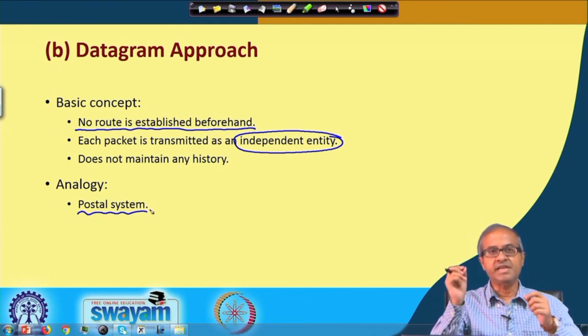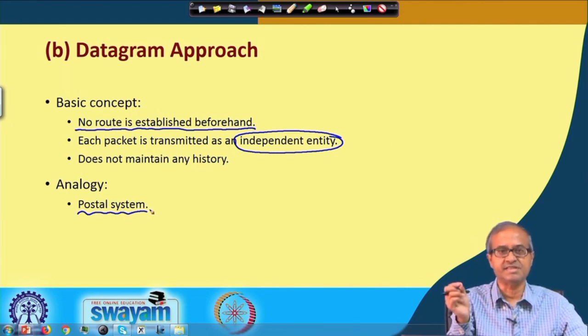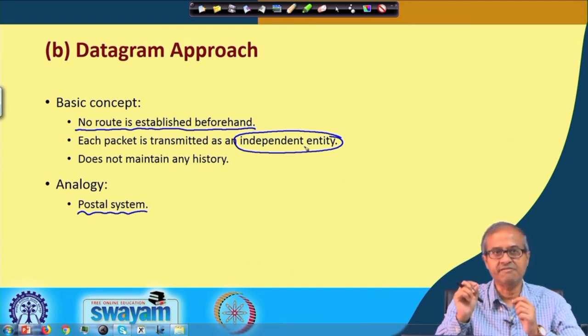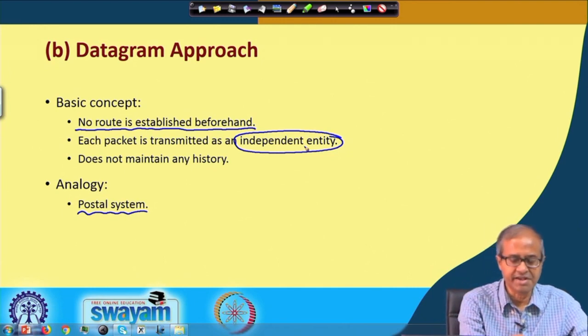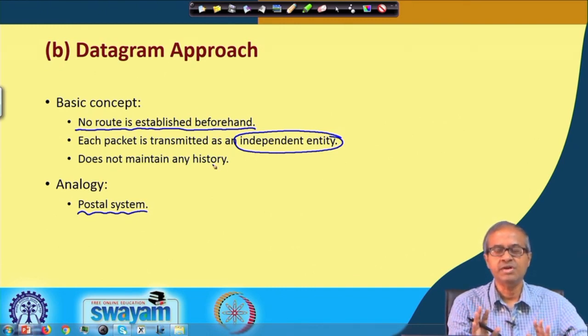But one thing you know is that when you post a letter, you specify a destination address. So, here also when you transmit a packet, the packet must carry the address of the destination node along with it. Because it is being sent as an independent entity, you must have the address. And it does not maintain any kind of history, as there is no concept of an established path. In that sense, there is no history of data transmission maintained. Each packet is being routed as an independent entity.